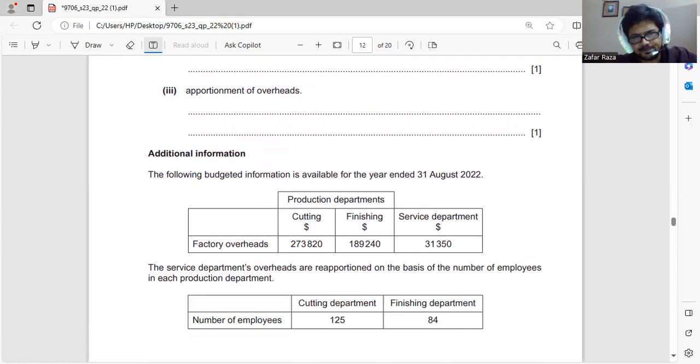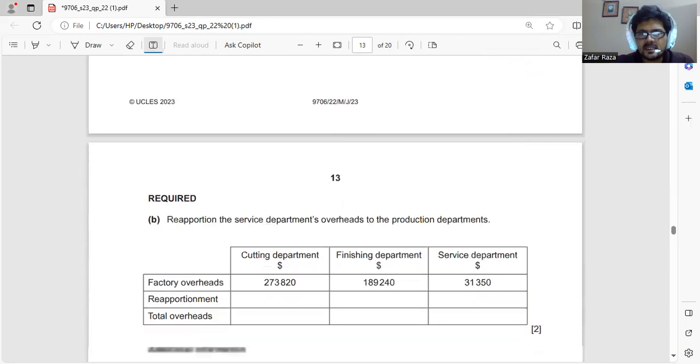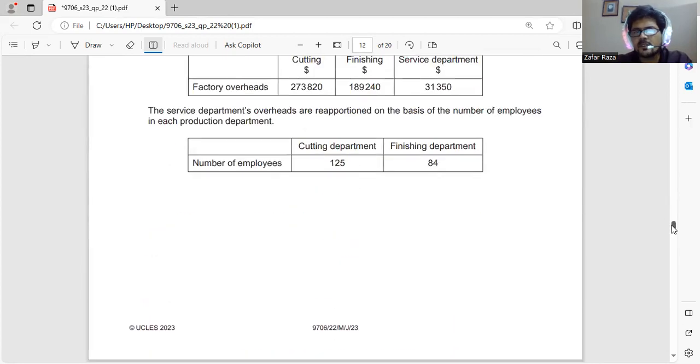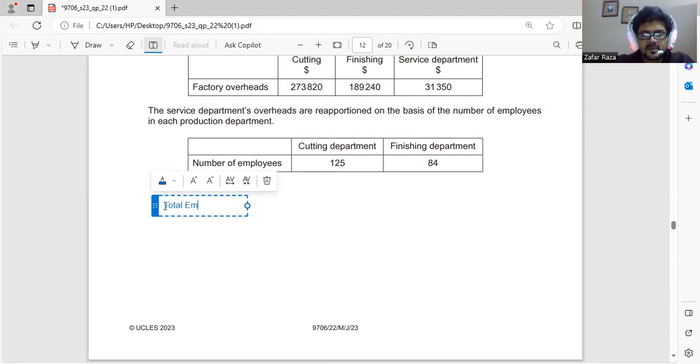Now, the following information is given: factory overhead, cutting department 273,800, finishing 189,240, and service department 31,350. It means they will ask you to apportion the service department cost into the other two departments. What is the basis of reapportionment of this service cost to these two cost centers? Number of employees. So total employees is equal to 125 plus 84, which is 209.